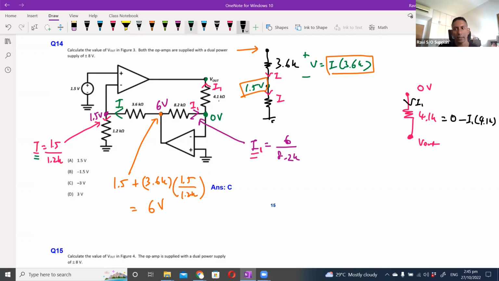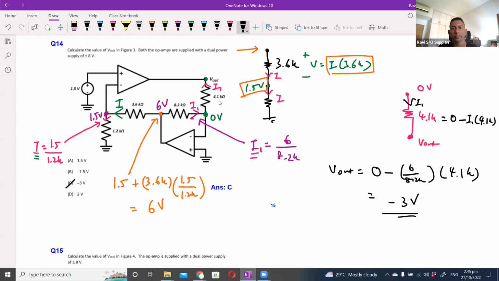With that understanding, we can solve for V out: it will be equal to 0 minus this I1, which is 6 over 8.2K, multiplied by the resistor 4.1K, which gives me minus 3 volts. Okay, so let's move on.